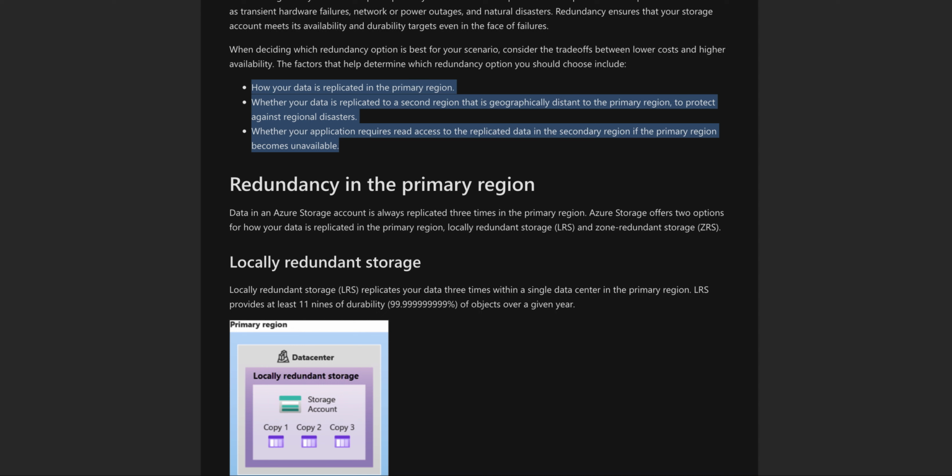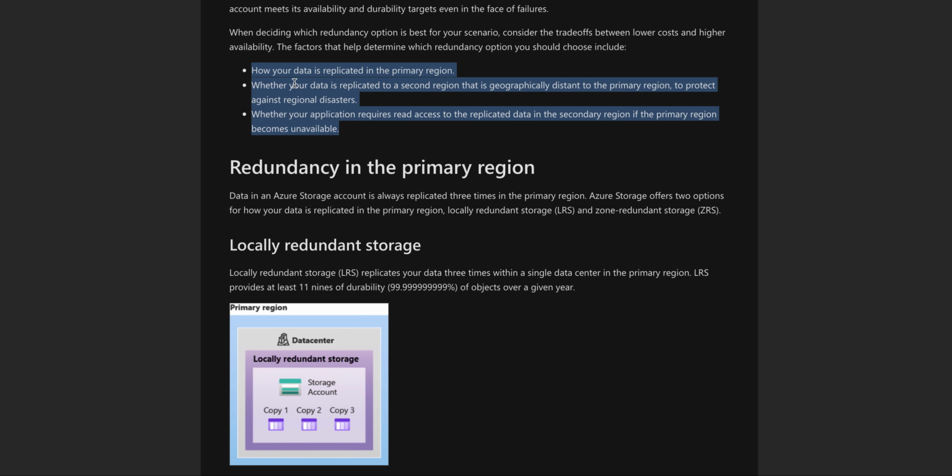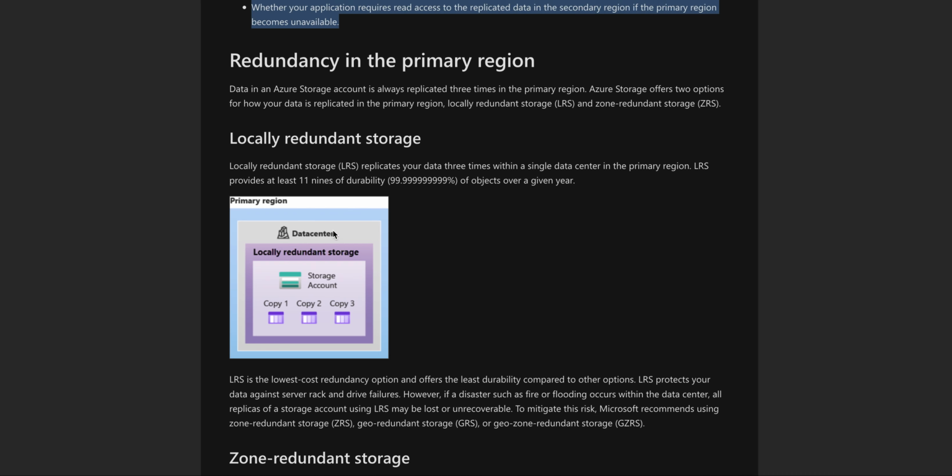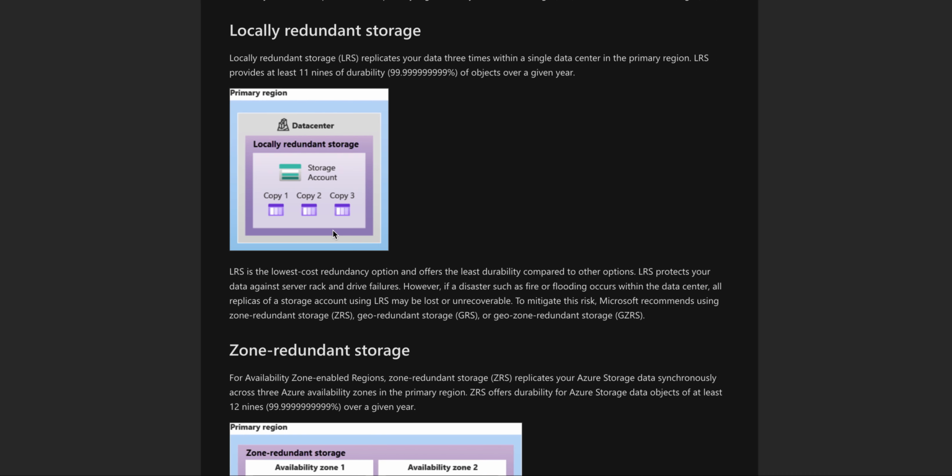Redundancy in the primary region. So basically, you're trying to see how your data is replicated in the primary region. Okay, and we know there are three types.